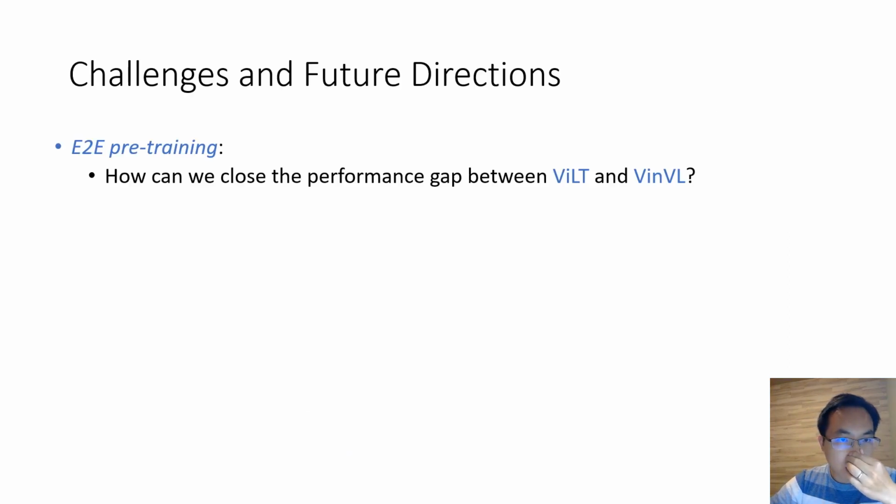So for future challenges and directions, I think there are 3 interesting topics for further investigation. First is end-to-end pre-training. How can we close the performance gap between ViLT and VinVL? ViLT is appealing because its end-to-end approach is very fast. VinVL is good because the performance is strong. So how can we borrow the strengths of both, and close the performance gap? Right. A very quick answer is maybe you can try knowledge distillation, right? How can we distill the knowledge learned in VinVL for ViLT?